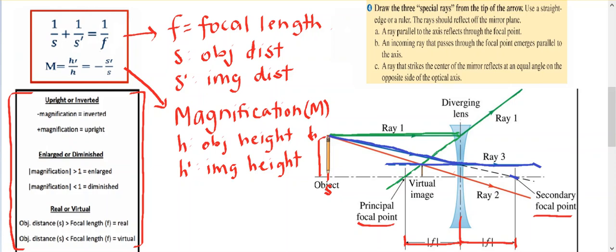The last ray we're going to focus on is a ray that strikes the center of the mirror and reflects at an angle equal on the opposite side. So it just goes straight through. Now where these 3 rays meet is the H prime, the height of the image on the y-axis, and on the x-axis is the S prime, the image's distance.